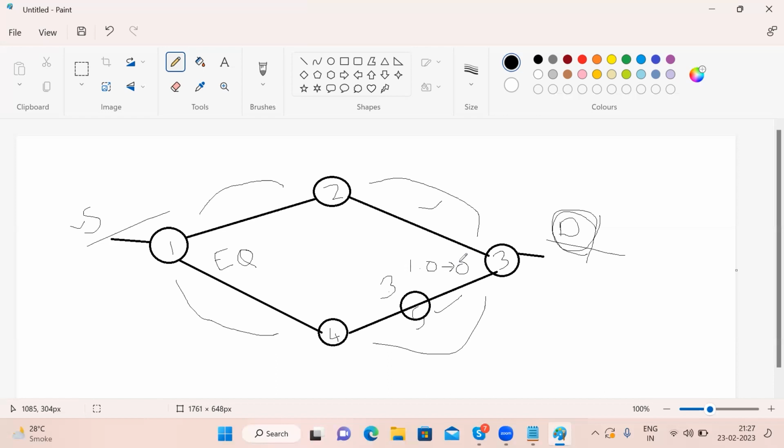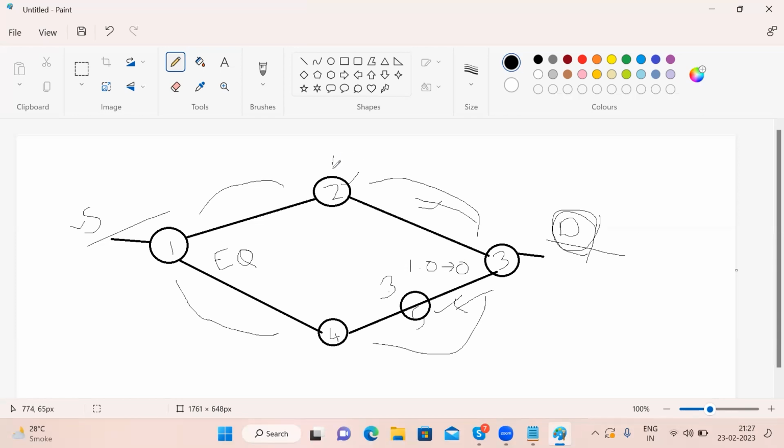Now, when advertising, router 3 will advertise on every interface which is a participant of the RIP routing protocol. That means it will advertise over here, and also over here. Router 2 will receive that information.